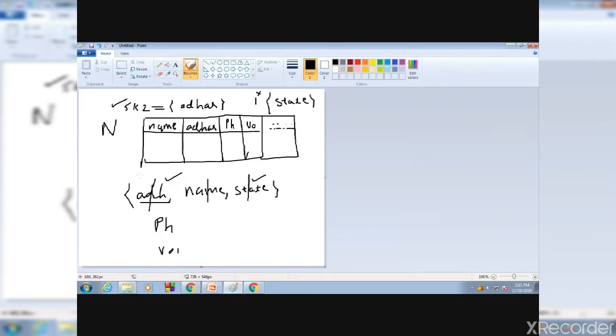Okay, so in that, if I take only the Aadhaar card number as a minimal key, okay, so this is a key. Then phone number, this is also a key. Then voter id, this is also a key. So like this, we may have some m number of keys.